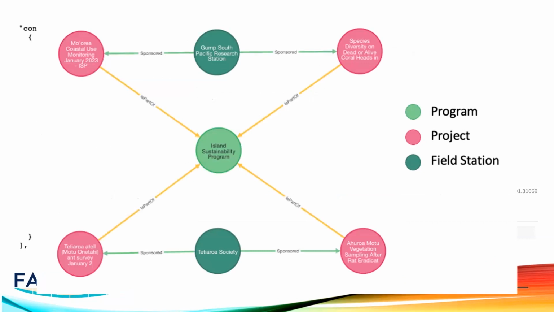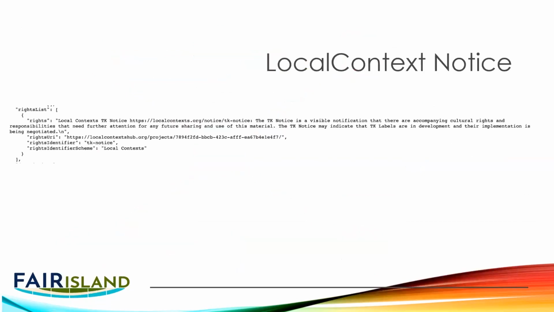This is one small example of 4 projects, the pink dots, and they're affiliated with 2 field stations. We can also have child projects. So the pink dots are child projects, and then this island sustainability program is more of a parent project. So we can see these relationships building up over time.